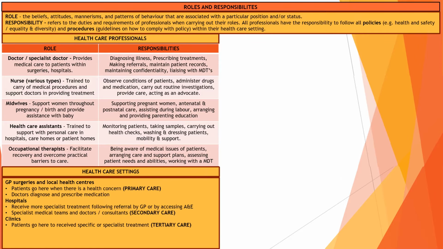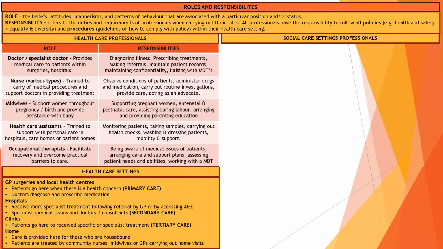Clinics would be part of the tertiary care system, so again, often you've been to a GP, you've maybe been to a hospital, and at that point you're referred on to another agency, and that might be a very specific or specialist form of care being provided. And last but not least, healthcare can also take place in the home. So it's provided in a household, and patients are often treated by community nurses, midwives or GPs carrying out home visits.